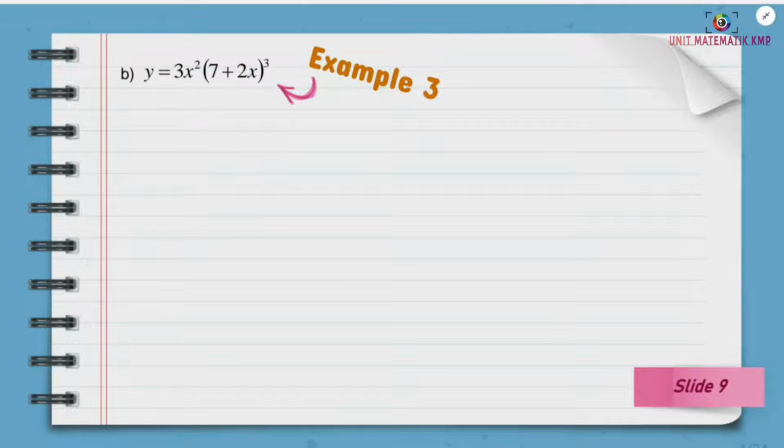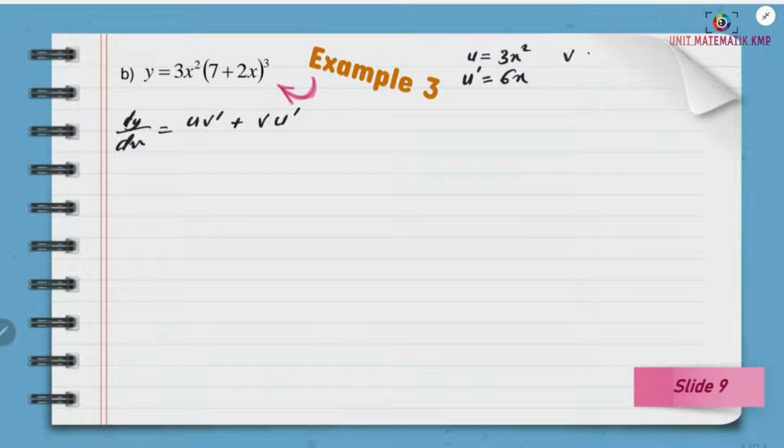For example 3b, given y equals 3x² times (7 + 2x)³. We solve this question by using the general form and the product rule. The product rule is dy/dx equals u v prime plus v u prime. Alright, u is the first term, 3x², differentiate u, or u prime, equals 6x. And v, the second term, is (7 + 2x)³.